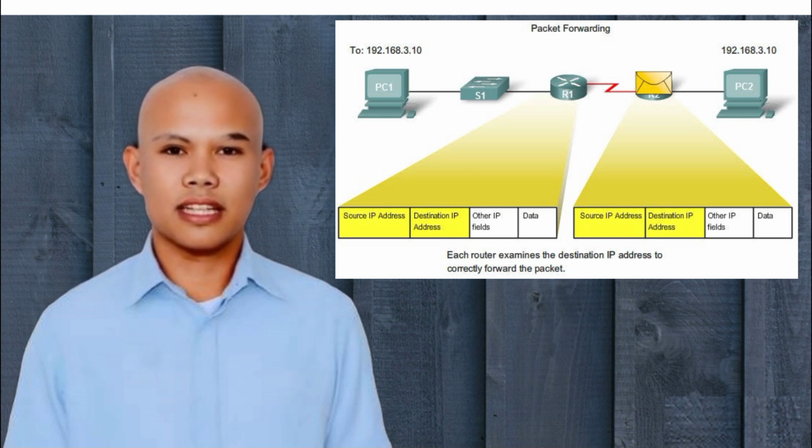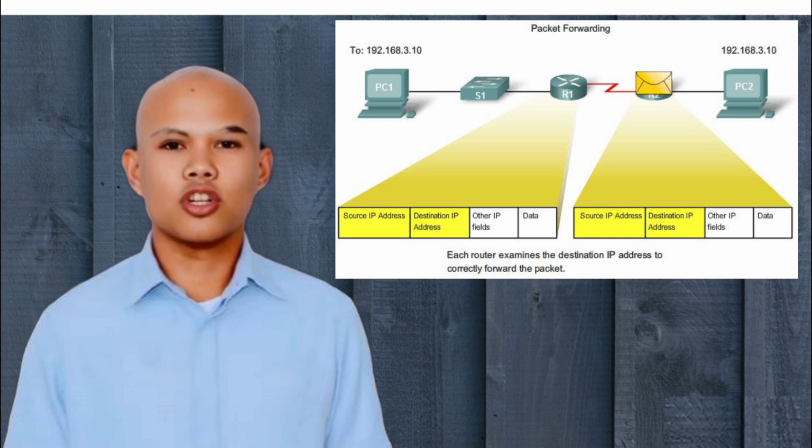Conclusion. In summary, a router is like a smart computer that makes decisions based on the destination IP address. It does not just pass data blindly. It analyzes, checks the best route, re-encapsulates the packet, and then forwards it toward its destination.